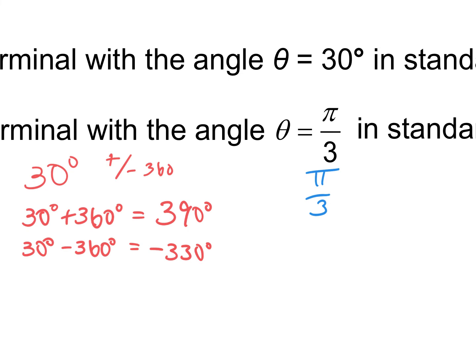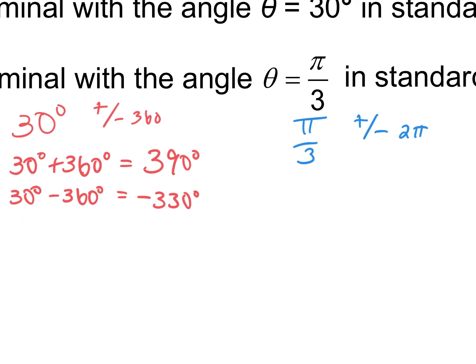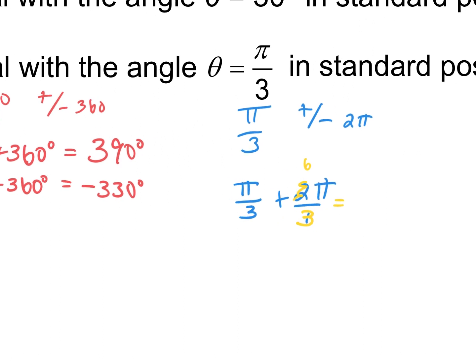But instead of adding 360, I have to add and subtract what? 2 pi. So again, you start with the angle. So pi over 3 plus 2 pi. When I'm adding fractions, I have to get a common what? Denominator. So my common denominator between 3 and 1 would be 3. If the bottom is 3, I multiply the top by 3 and I get 6, right? So what's 1 pi plus 6 pi? 7 pi, good, over 3. That's your positive coterminal angle.